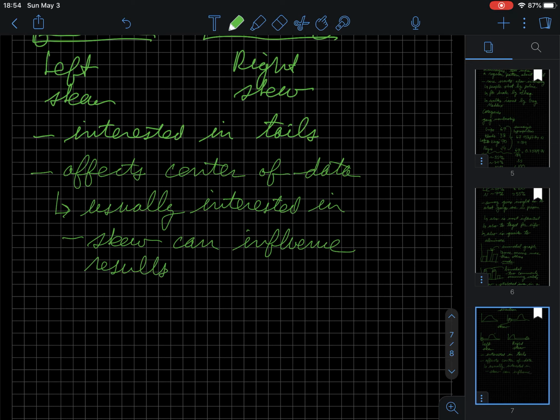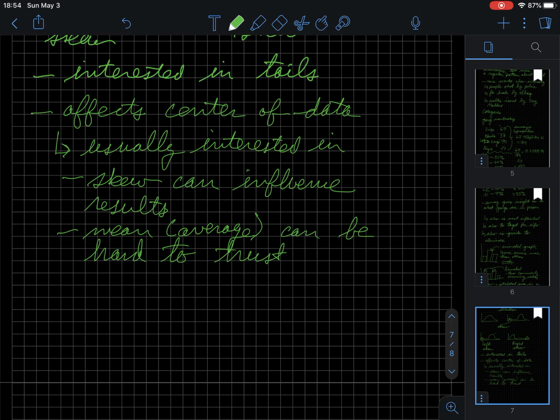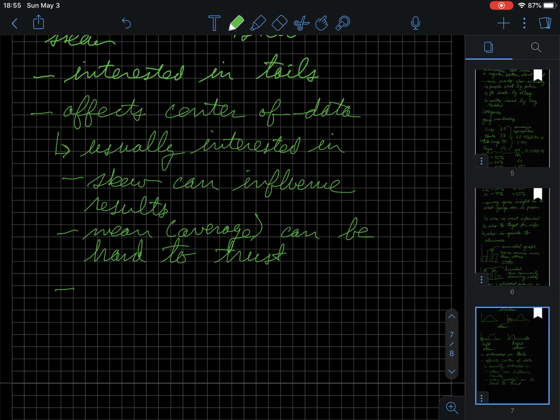And this is usually why the mean or the average can be hard to trust. But it's something to kind of hold on to, right? And it can tell us info about the data.